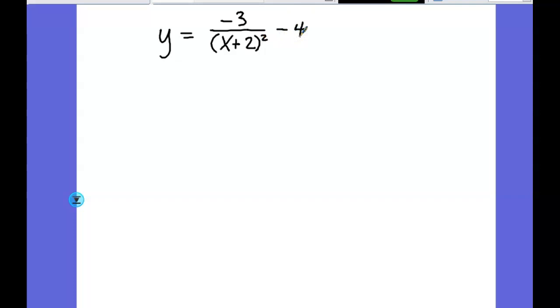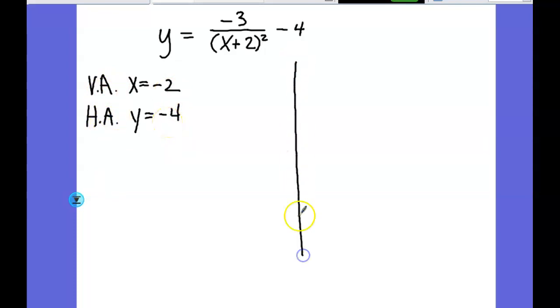Okay, so let's identify our vertical asymptote. Vertical asymptotes are of the form x equals, and it's this number here, but the opposite of it. So my vertical asymptote is x equals -2. Let's find our horizontal asymptote. Horizontal asymptotes are of the form y equals, and it comes from this number here, and it's going to be the same sign as that number, so it's -4. So I've got a vertical asymptote at -2 and a horizontal asymptote at -4. Let's go ahead and graph that.